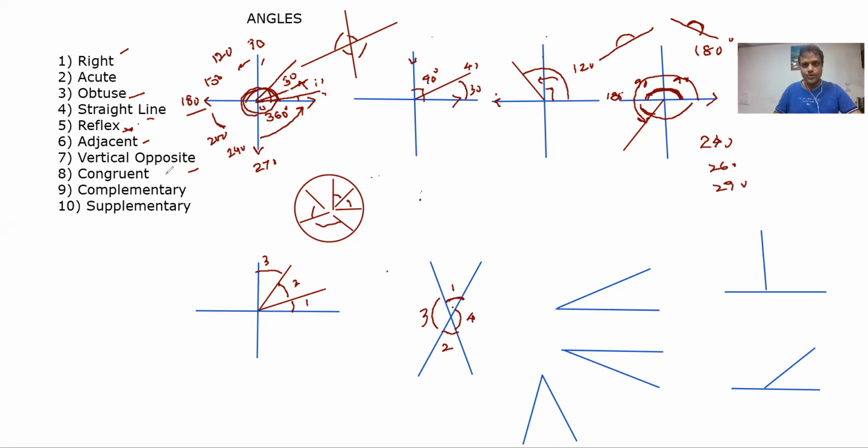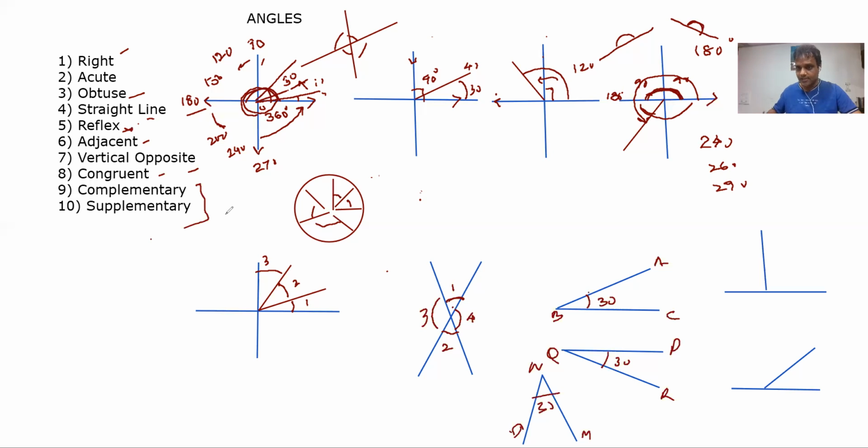What are congruent angles? Congruent angles are the same angles, which means if this angle is 30, say angle ABC, and this is also 30, say PQR, and this is also 30, say MNO, all the angles which are equal in measurement are called congruent angles. The last two are very, very important: complementary angles and supplementary angles.